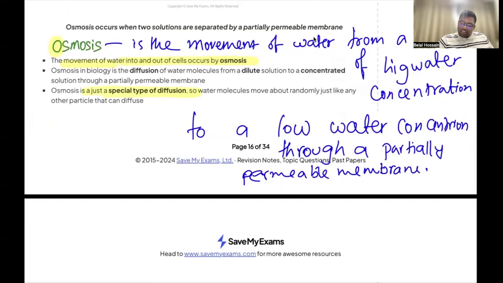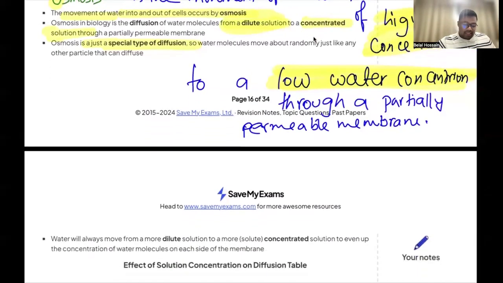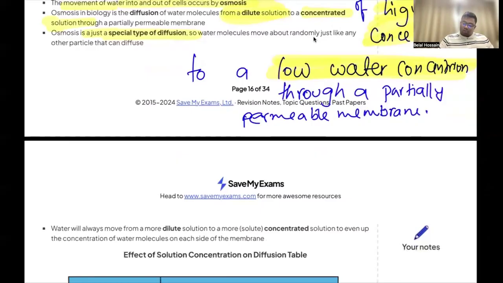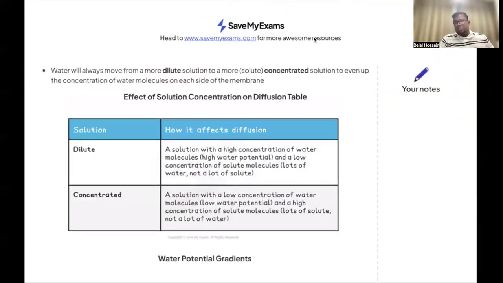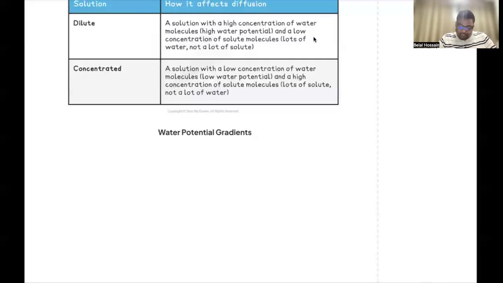The region of high water concentration is dilute solution. The region of low water concentration is concentrated solution. So this will mess with your mind a little bit. I just want you to study about it a little bit, research about it a little bit, and prepare yourself for the next lesson. I will continue from here in the next lesson.